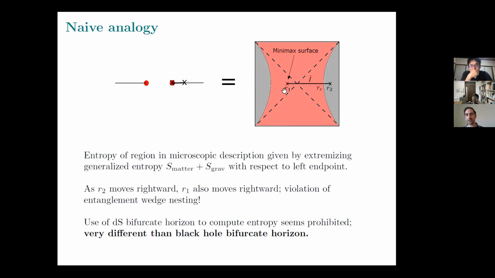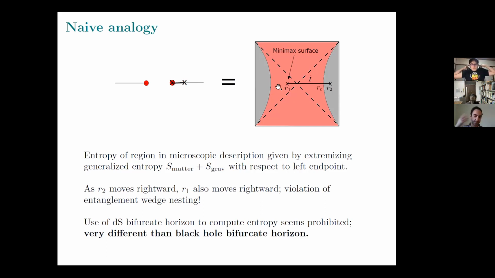Okay, why am I saying that this is probably not right? Well, it is weird, that's true. But there's something fundamentally wrong about a picture like this, which is you can try and test entanglement wedge nesting, which is the basic logical principle that if I probe more of my system, I should have access to more of it. It's not even a physics assumption, it's just, I think, at the level of logic. What that means is, as I push R2 to the right, this endpoint, in this picture, I'm probing more of my microscopic picture. Then this point R1 should move to the left.